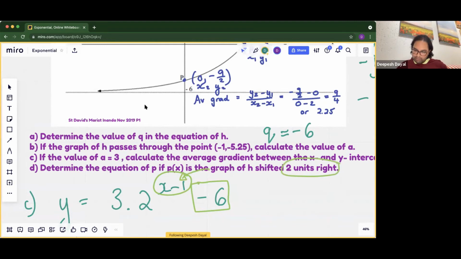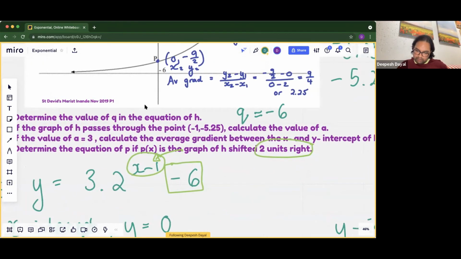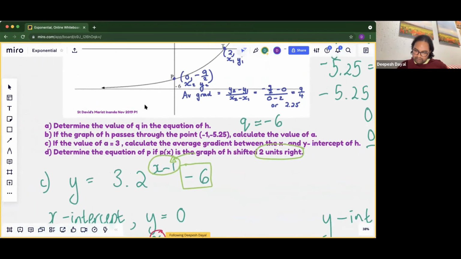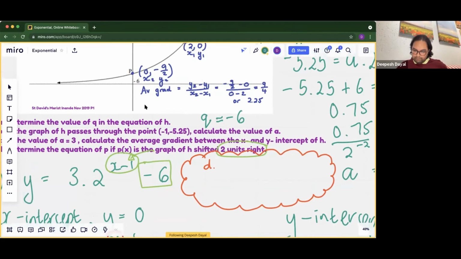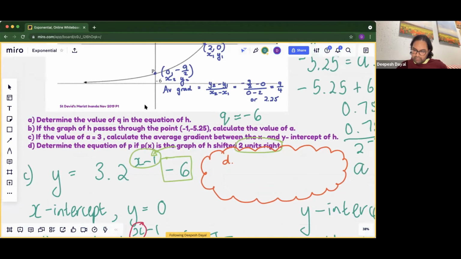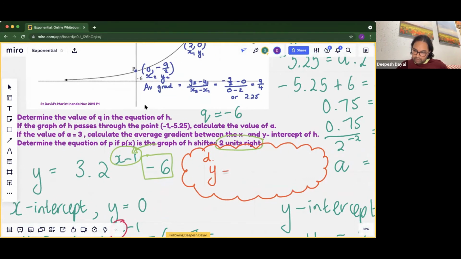So the equation will then be, I'm going to write it here. Sorry, it's a bit squashed here, but I'm going to write it here. I'm going to write here d, and let's make a bubble around it. Okay, so we're going to call it d there. And the equation is y equals 3 times 2 to the x minus 3, minus 6. And why is it -3? Because it is -1 here, but we -2 because you shifted 2 units to the right. So now it's going to be -3.